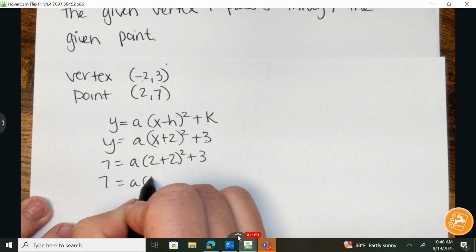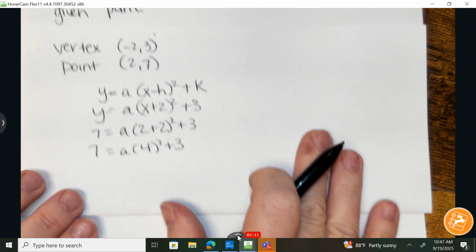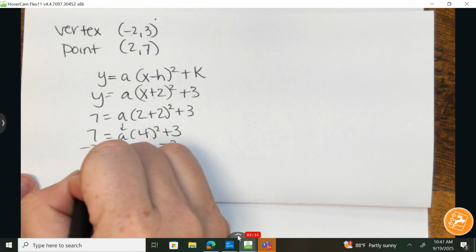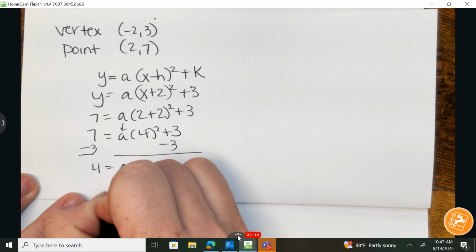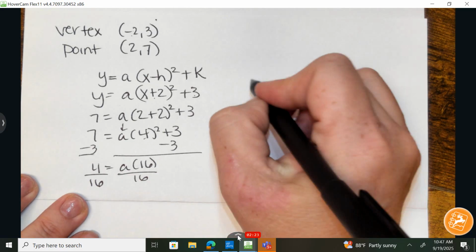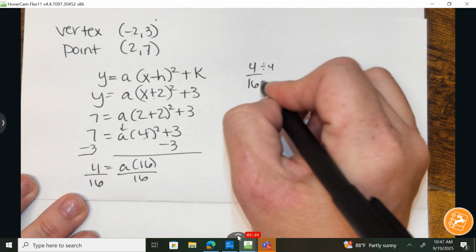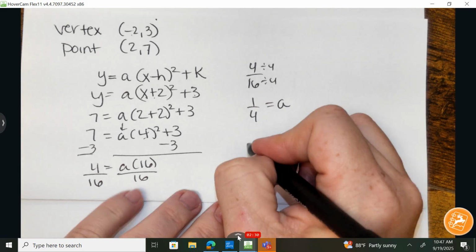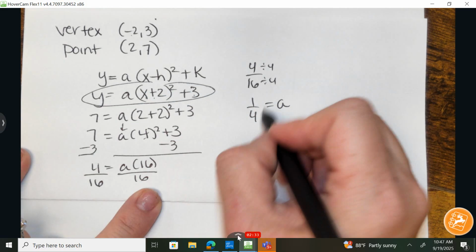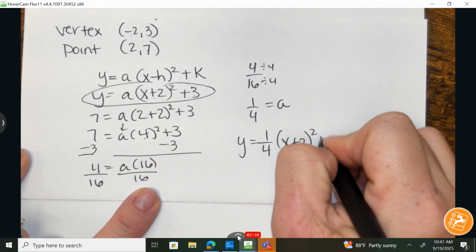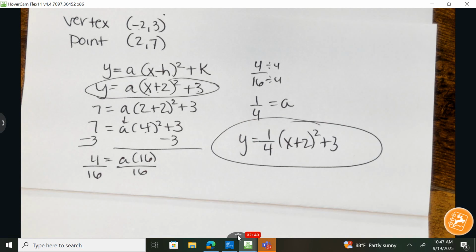Let's solve for a. By solving, we're going to do PEMDAS backwards. So on the side that contains a, we're going to do adding or subtracting first. Then next is going to be multiplying or dividing. By the way, 4 over 16 divided by 4 is 1/4. And now I'm going to rewrite it. So I'm going back to this form and replacing the a, in this case, with 1/4. Your final answer should have both an x and a y.